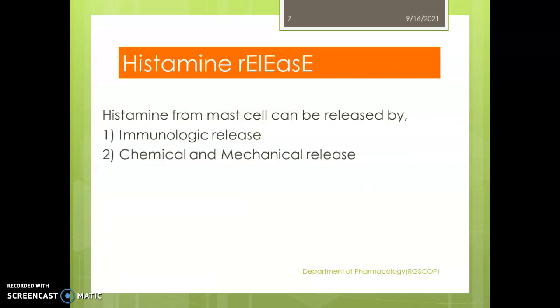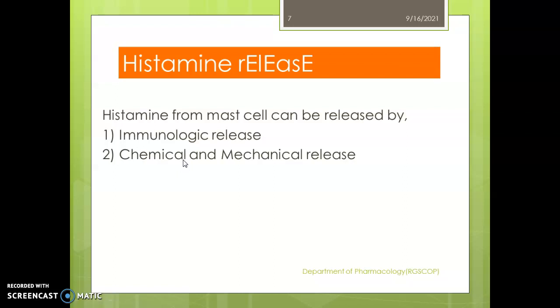The next part is histamine release. How does histamine get released from the mast cell? That is very important. It gets released by immunologic release, or chemical, or mechanical means. Immunological release means there is some antigen-antibody reaction. Obviously it should be there.